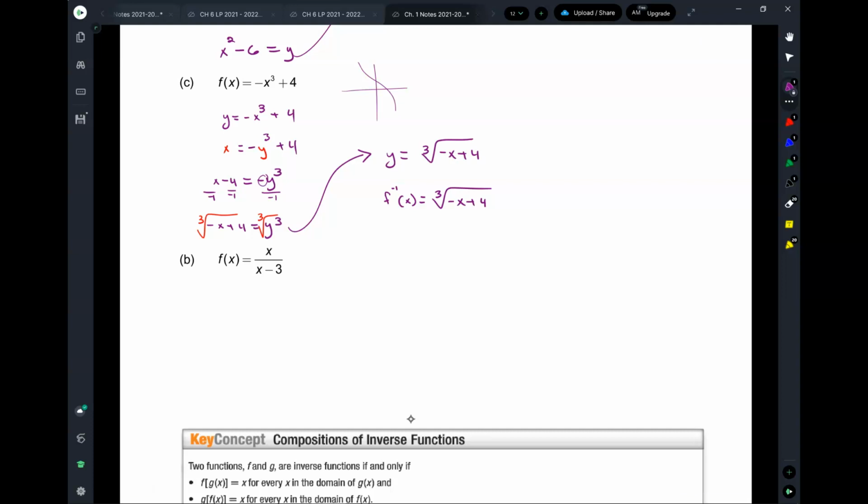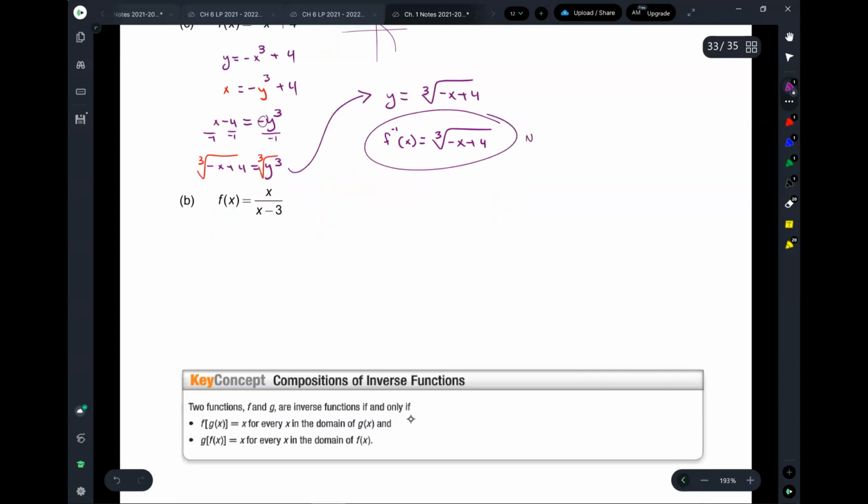Now, look at this here. Do you see how the domain and range of the initial function was all real numbers? That means for the inverse, we don't have to bother with restrictions, right? So there are no restrictions on this. Okay? All right. So no need for restrictions.